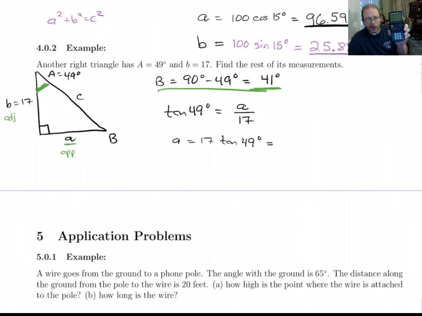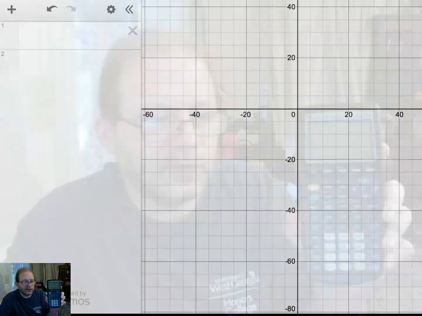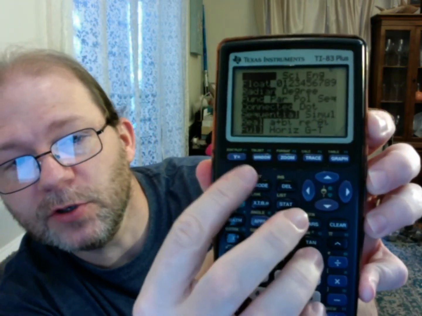Now I'll tell you what, let's use this calculator this time because this is probably more like what you guys use. So before I do this, what you want to do is go to mode and make sure you're in degree mode for this problem. So I'm going to come down here, go over to degree, and hit enter. All right, then I'll quit out of there. All right, so 17 tan 49. When I put that in there, it gives me 19.556.